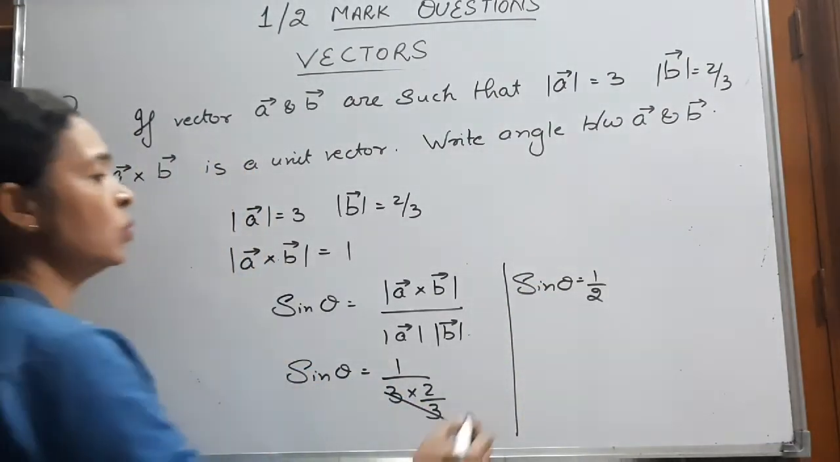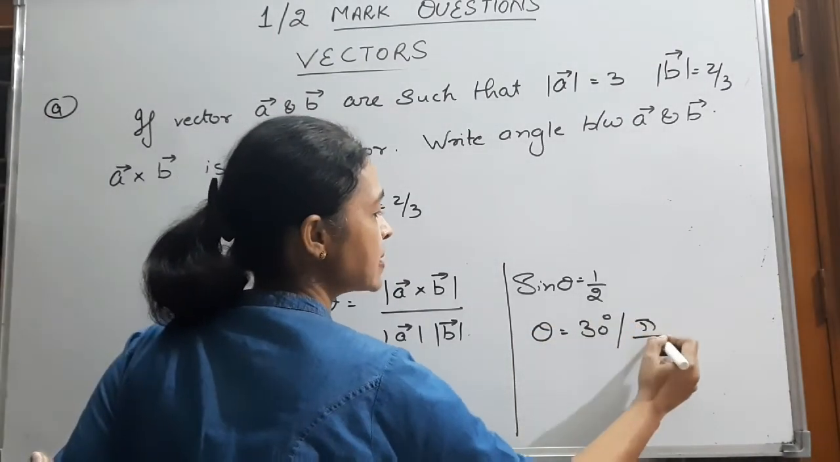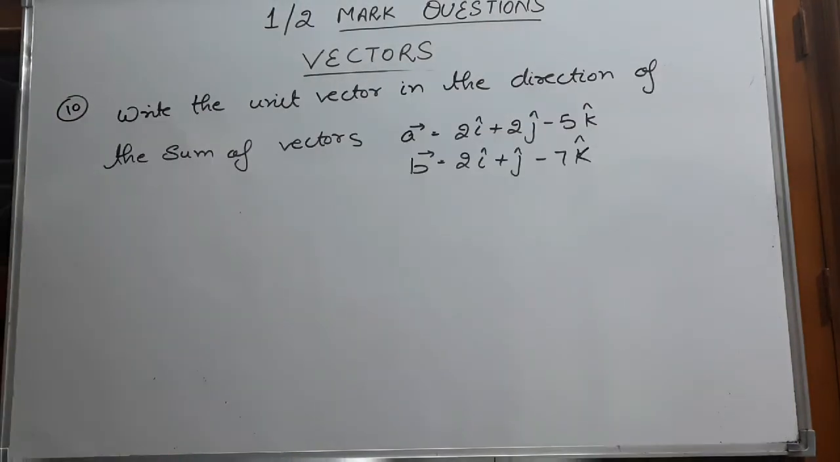Which value of sin is 1 by 2? Theta is 30 degrees or pi by 6. Sin 30 degrees is 1 by 2.